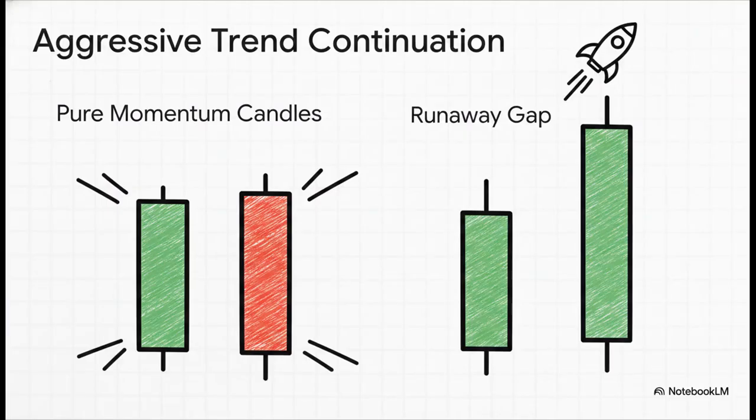And hey, sometimes the market doesn't even want to rest at all. Pure momentum candles, those massive bodies with almost zero wicks, push the dominant trend so aggressively. And when you see runaway gaps, where the price just leaps forward into empty space on the chart, it signals an unstoppable force. These continuation signals are the market loudly confirming that the dominant players are absolutely still in charge and the trend is fiercely active.